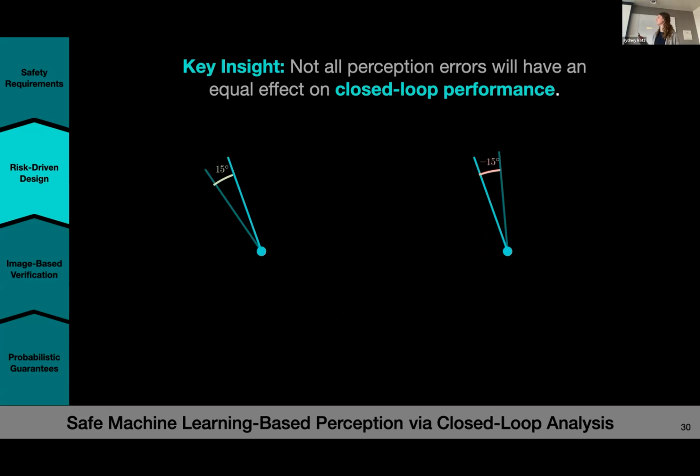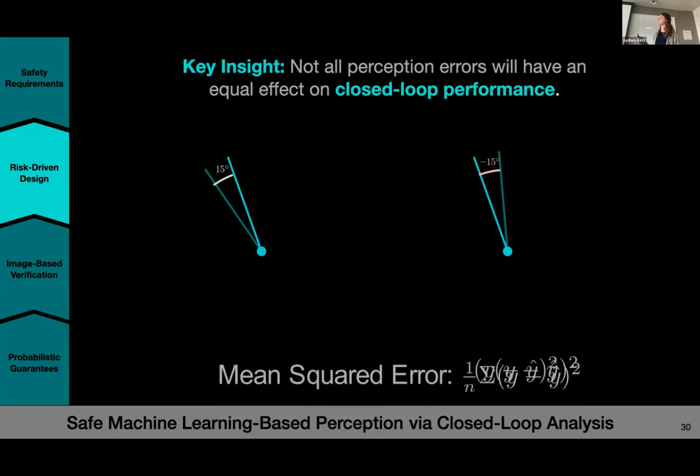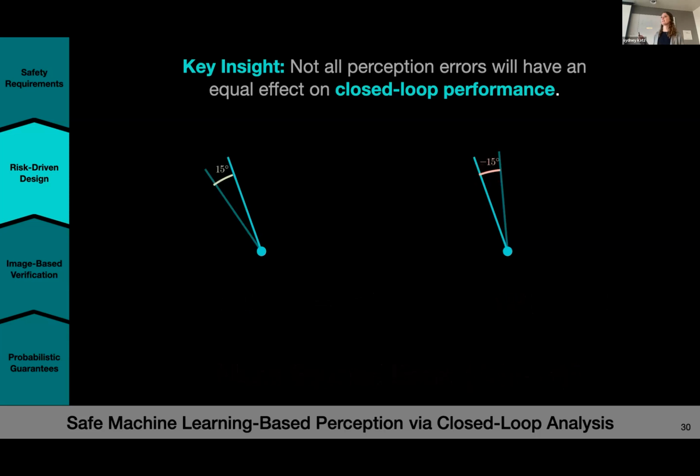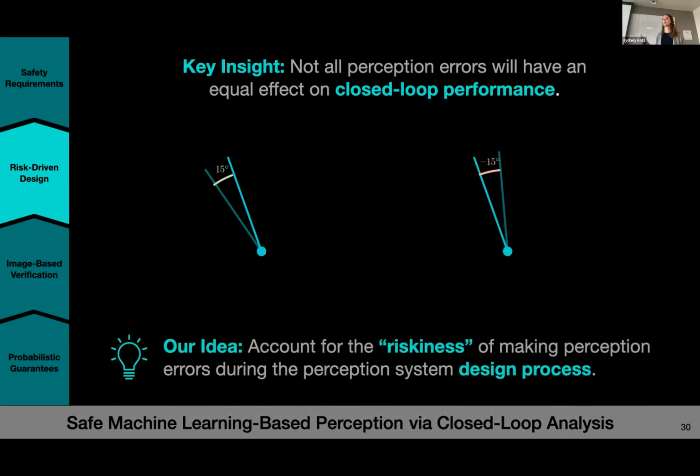However, if we evaluate both of these errors using a traditional mean squared error loss, you'll notice that both of these errors are penalized equally. And so the key idea that we had in this work is that if we can actually somehow account for this riskiness of making certain perception errors on the overall safety of the closed loop system, we could potentially design safer perception systems.